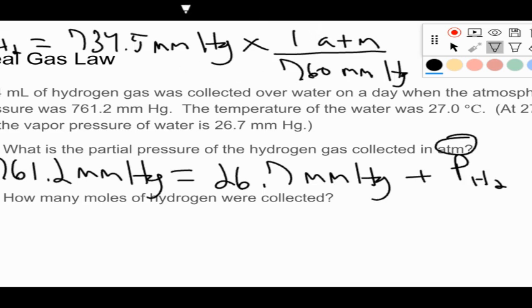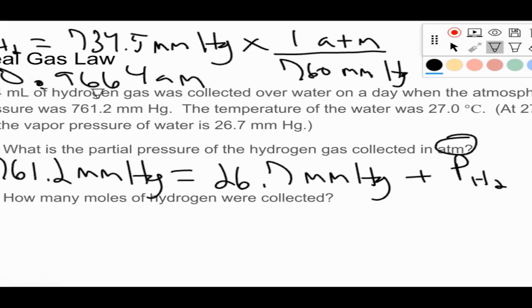So I'm going to do the 734 divided by 760. I don't use anything in the ratio for rounding. And so my final answer in atmospheres is going to be 0.9664 atmospheres. Then my second thing says how many moles of hydrogen were collected.